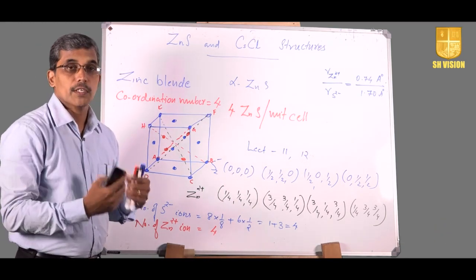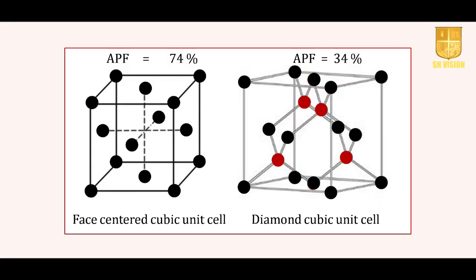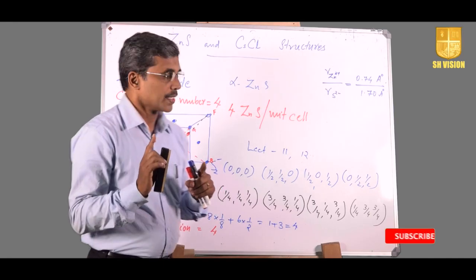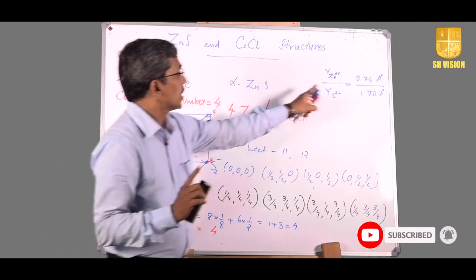Why do we call it zinc blend? Why can't we call it diamond cubic crystal structure? Because in diamond cubic crystal structure, the packing efficiency was found to be 34%, and only identical atoms, a single type of atom, are there in all the lattice sites. But here 2 different atoms are having different radius ratio.